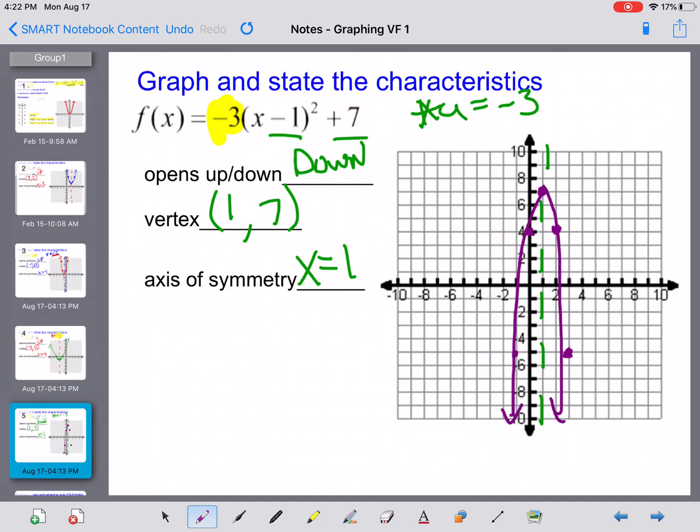parabola here. So I hope this has helped. Make sure that you are remembering to graph 5 points whenever possible. All of your graphs should be fitting on a 10 by 10 graph for the most part.